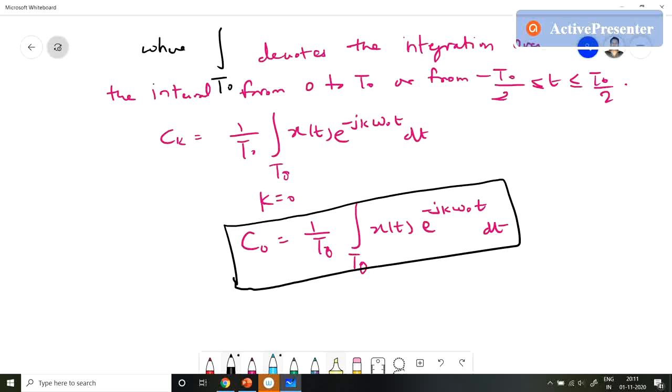And what is c naught? So c naught is called the average value. c naught is generally called the average value.